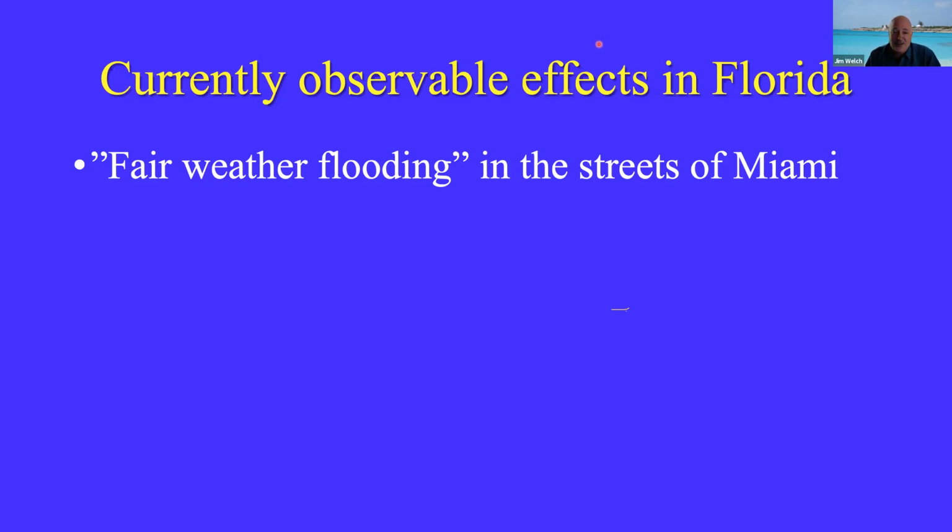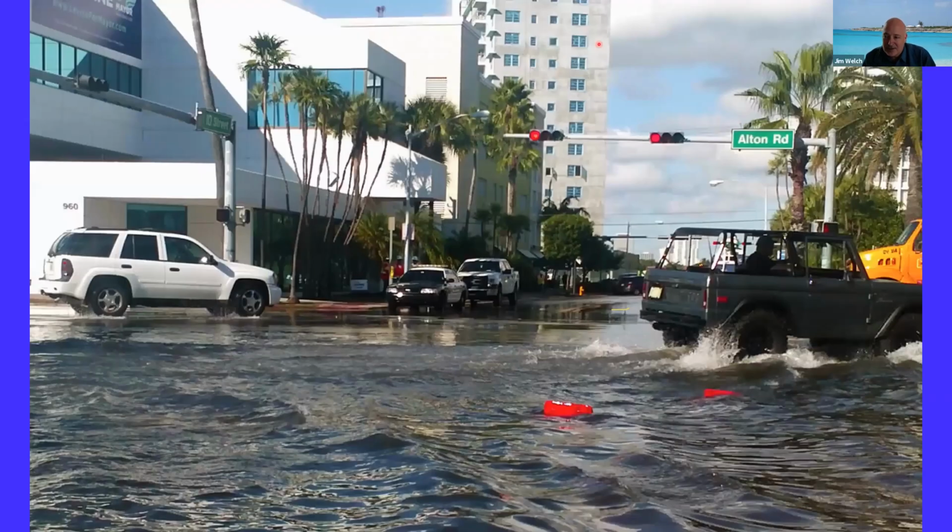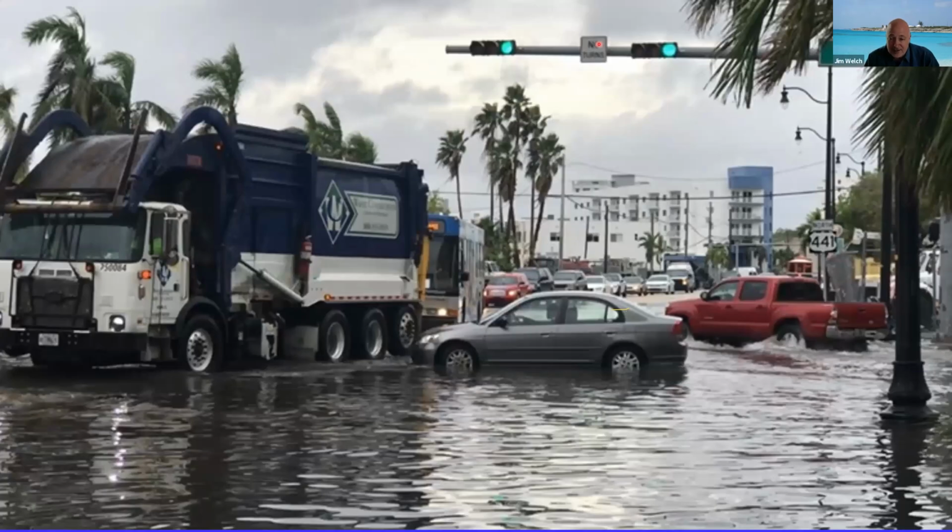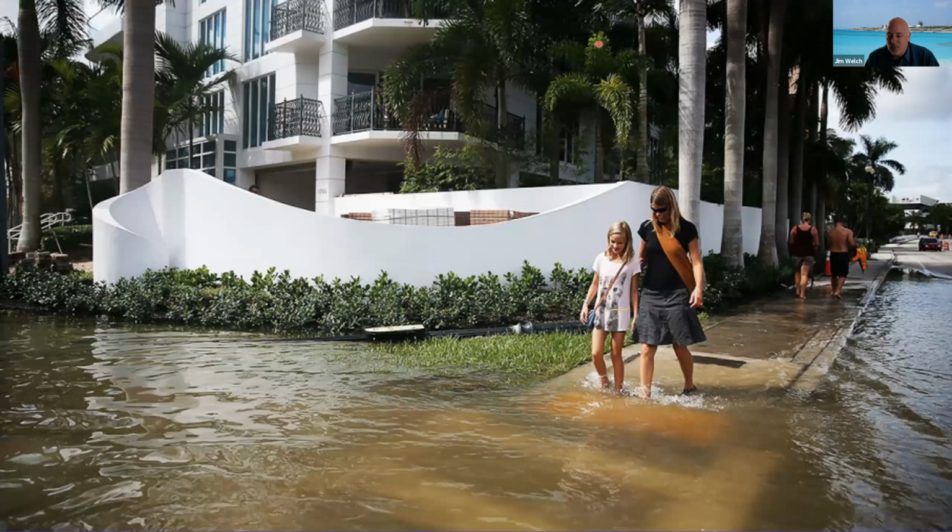And so these are pictures from the Miami Herald of essentially, this is not during a hurricane. This is an average Tuesday of when the tide was super, super high. Okay, so this is a phenomenon that's now called a king tide.